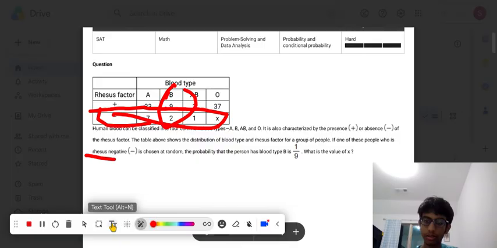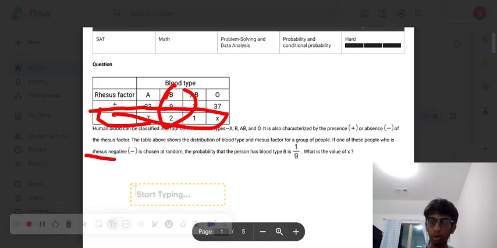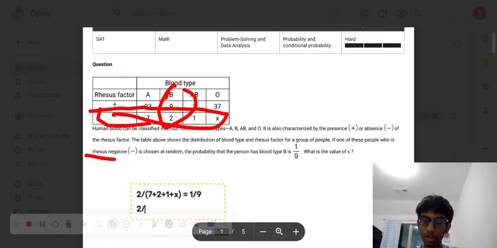So we have 2 people who are rhesus negative and blood type B out of a total of, I think it's 7 plus 2 plus 1 plus x, where we don't know what x is. And this should be equal to 1 over 9. Let's simplify this a bit, and you get 2 over 10 plus x.